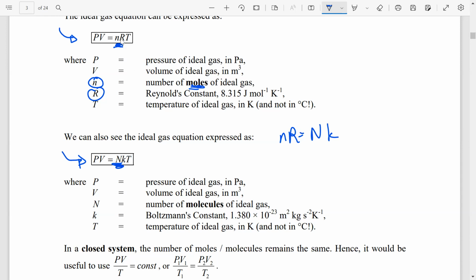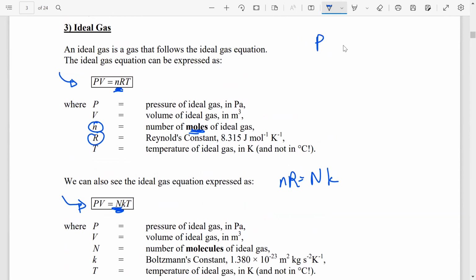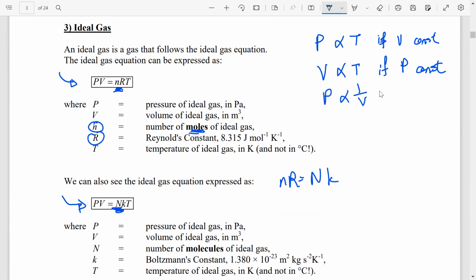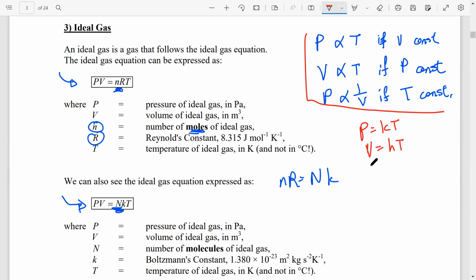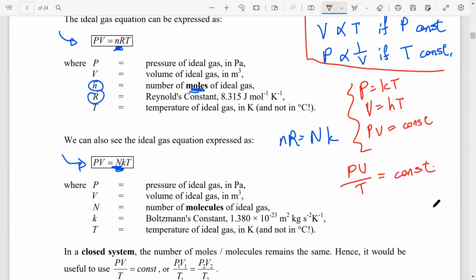So how does PV equals nRT come about? It comes about based on empirical calculations. From your O-levels, you learn that P is proportional to T if volume is constant. You also learn V is proportional to T if pressure is constant. And the last one, P is inversely proportional to V if temperature is constant. What these three mean is that P equals kT if V is constant, or V equals hT if P is constant, or PV equals constant if T is constant. That's the third one for proportion. When you combine these three, you get PV over T equals constant. And they found that the constant is actually just nR.